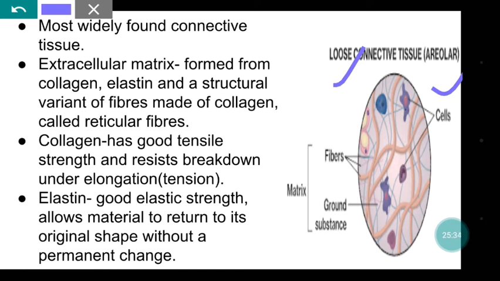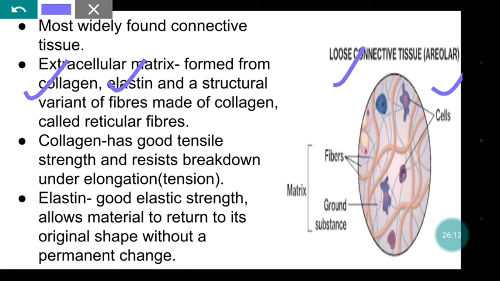The extracellular matrix is formed from collagen, elastin, and a structural variant of collagen known as reticular fiber. So the extracellular matrix of loose connective tissue is made up of collagen, elastin, and reticular fibers. These are the three basic components of the extracellular matrix.